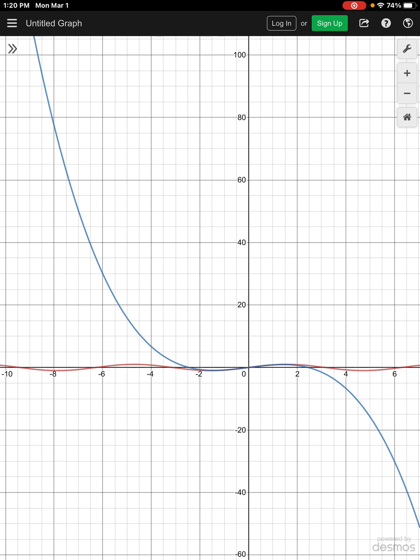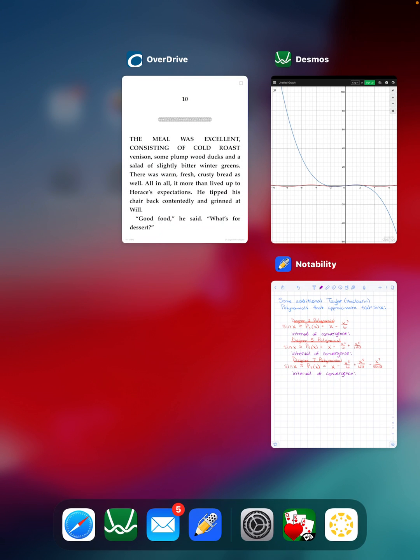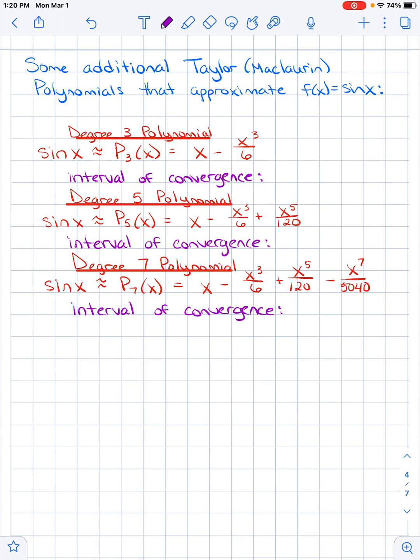And I think that when you graph the others, you're going to start to see a really interesting development. So let's go back. 1.05 is what I said. So I would say the interval of convergence for this third degree Taylor polynomial is about from negative 1.05 to positive 1.05. I'd like you to go do the same thing for the fifth and the seventh degree polynomial.